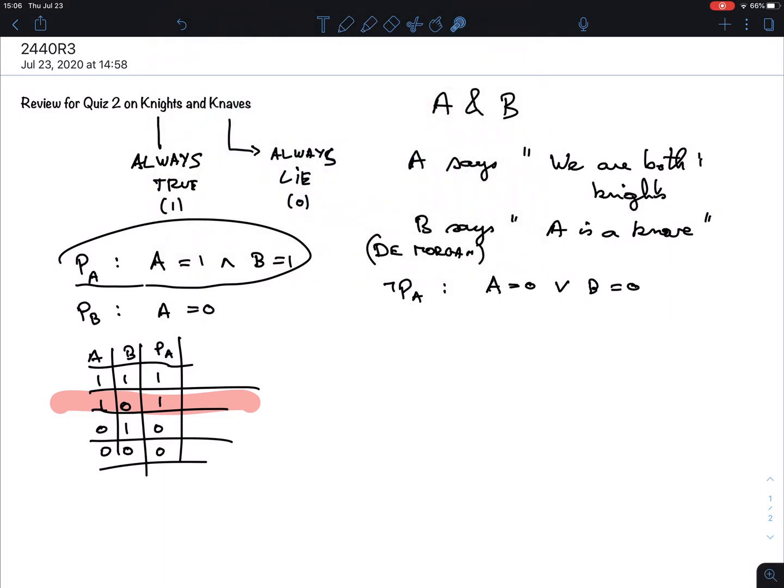Here, as I said, P of A is now a false statement, so this is now the true statement. A is 0, B is 0. Yeah, that's correct, because A is 0. It's an OR, so this cannot be ruled out. And this one, can we rule out? No, we cannot rule that out either. So what A says only rules out one case. So what about B?